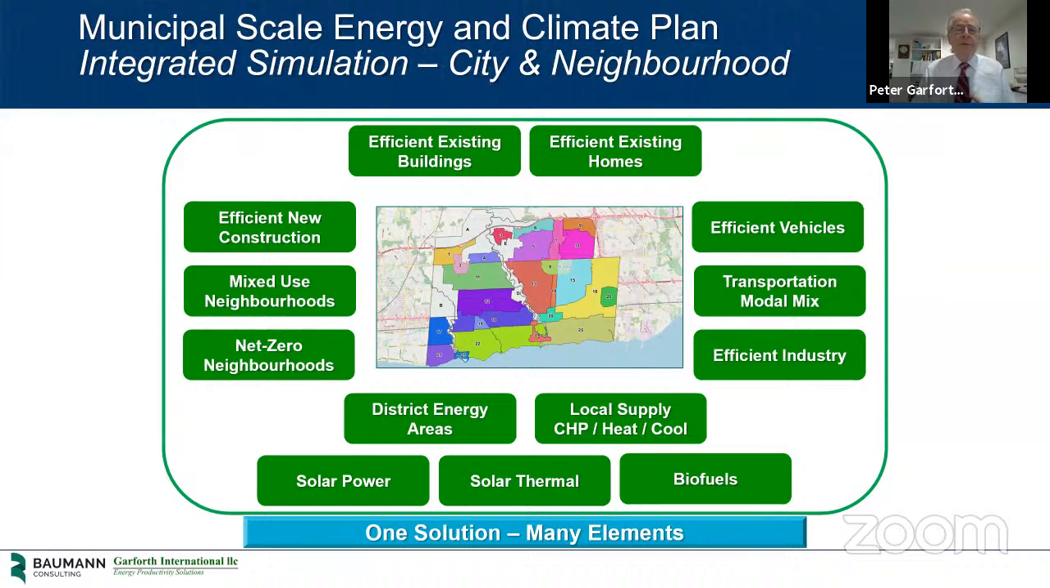The key thing in this picture is this is not a buffet where you pick the piece you like and ignore the piece you don't. Once I'm at the municipal level, my energy object is the total. I have one solution and many elements. So at the end of the day, we've got to come up with one game plan spread over 20, 30 years, and then mobilize the community to deliver all the moving parts.